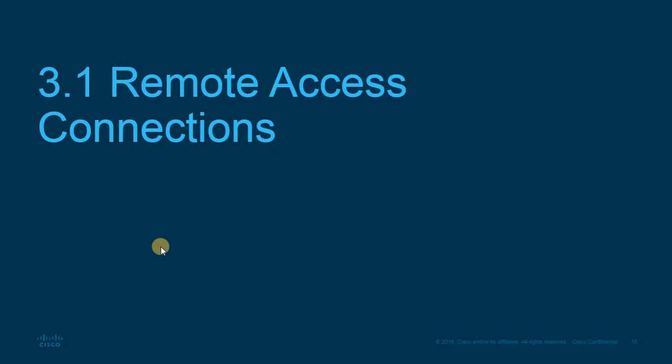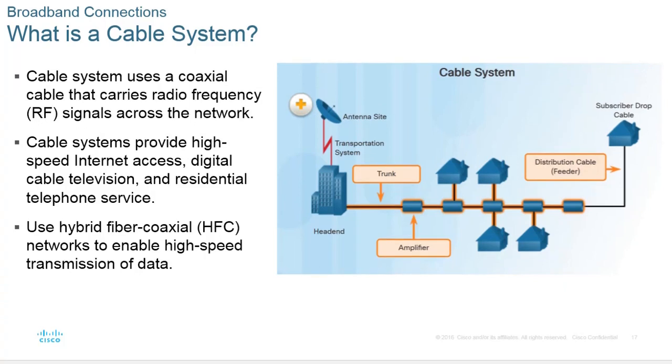Okay, so let us discuss remote access connection. What are the available connections that we can have from our internet service provider? We have here the cable system. It uses coaxial cable that usually carries radio frequency signals across the network. In here, the internet service provider is using a typical cable system.